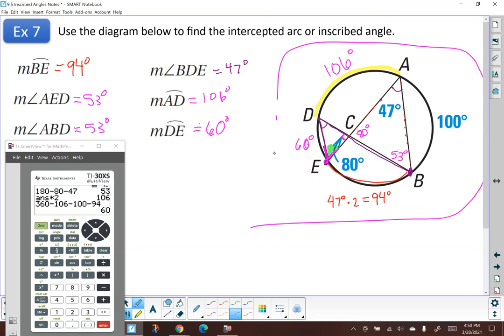Sometimes these are like treasure hunts. You just have to keep trying to find the angle and look for the different relationships that we've talked about.